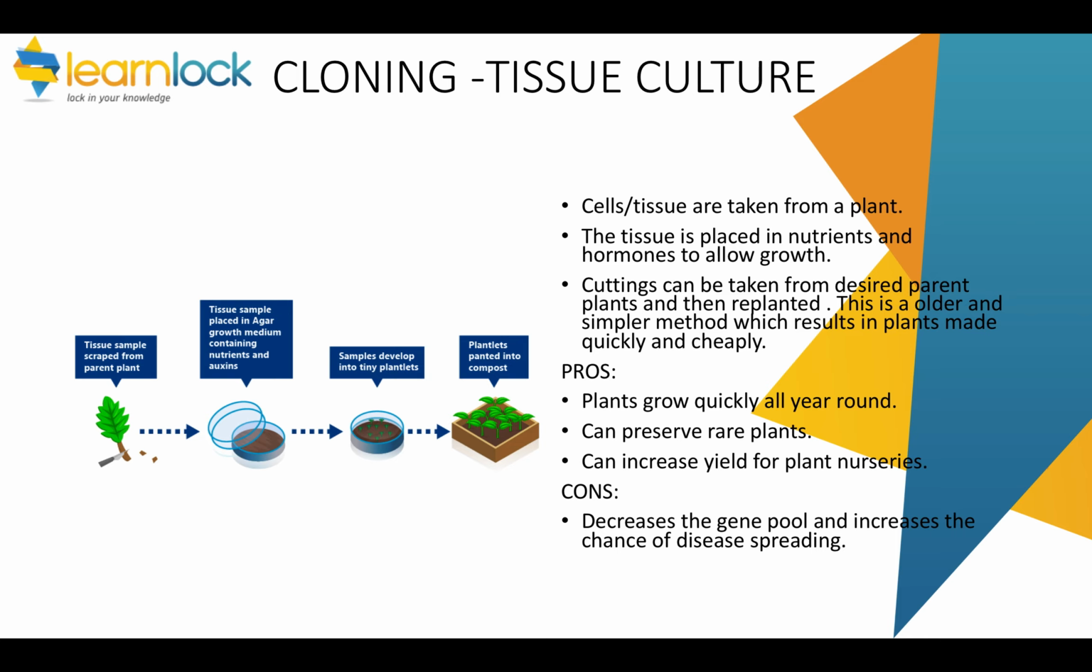The good thing about this is you can make it in small areas, increases the yield, and they grow quickly. However, again, it is decreasing that gene pool. So when I say gene pool, I mean all the genetic variation is making less of that, which increases the chance of, say, for example, a plant getting a disease. They could all get the disease if they were all the same.